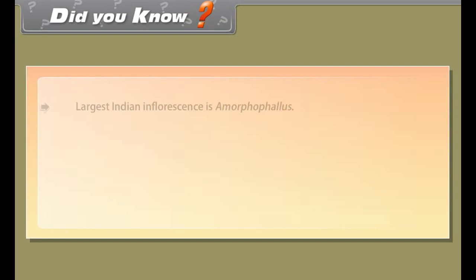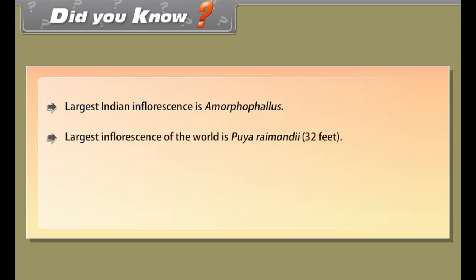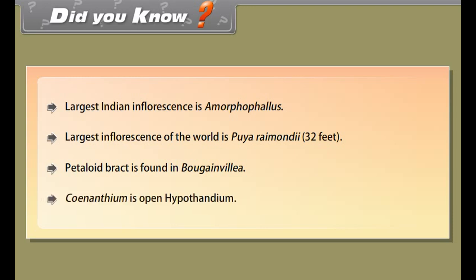Did you know the largest Indian inflorescence is Amorphophallus? The largest inflorescence of the world is Puya raimondii, 32 feet. Petaloid bract is found in Bougainvillea. Cyathium is open hypanthodium.